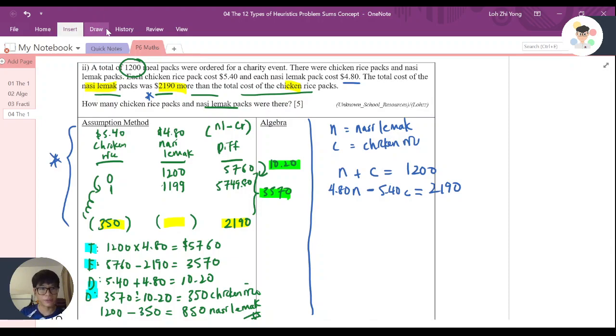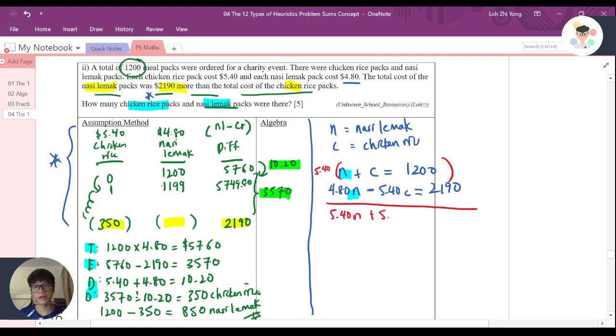The same concept here, we are looking for chicken rice and nasi lemak, so we can choose either one. Example, now I'm choosing nasi lemak first. I want to find nasi lemak first, so let's eliminate chicken rice first. If I want to eliminate the chicken rice, I will times 5.40 to the whole thing. So here will be 5.40n plus 5.40c, and pressing the calculator, 1200 times 5.40, we get 6480.